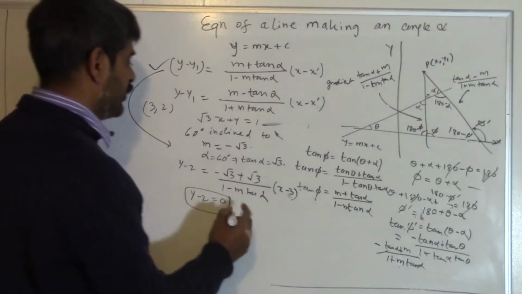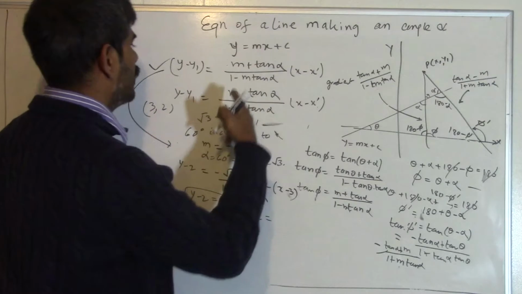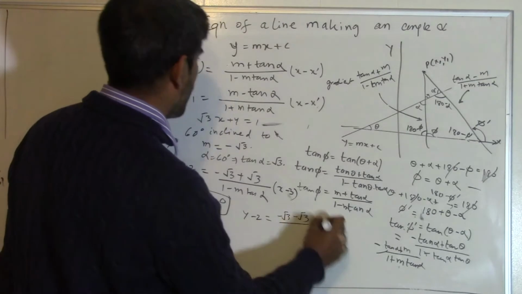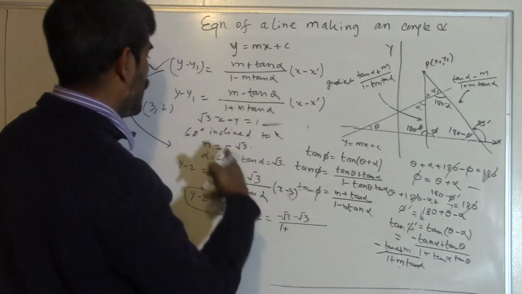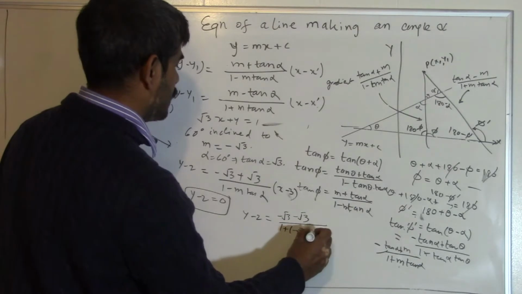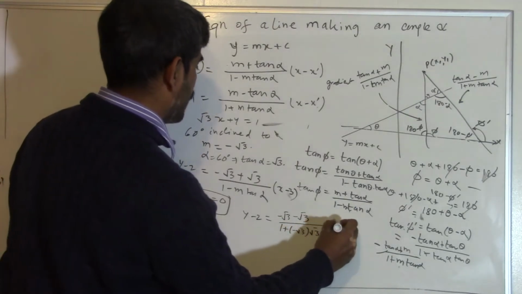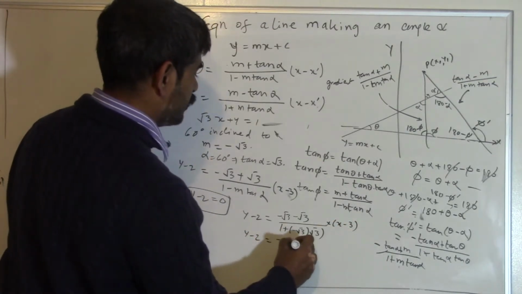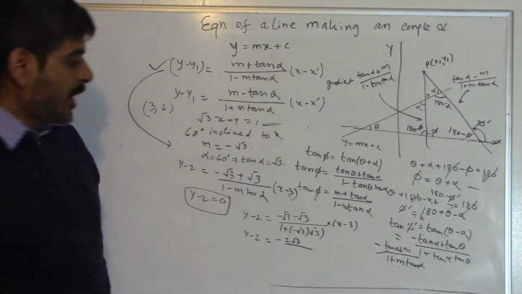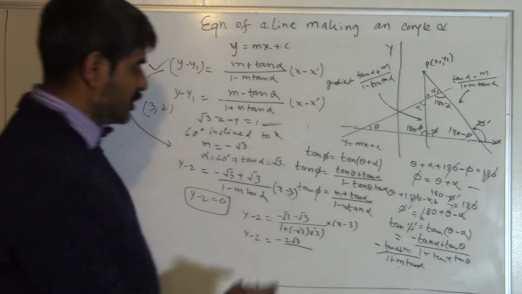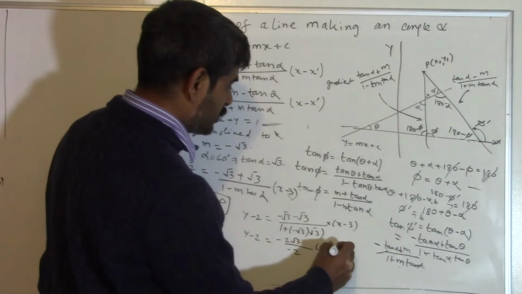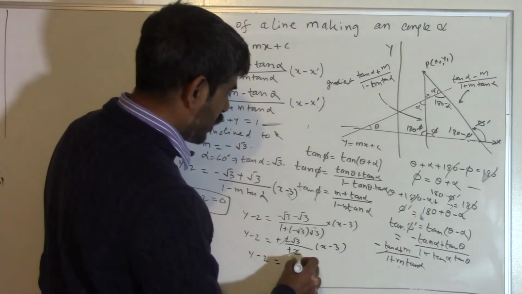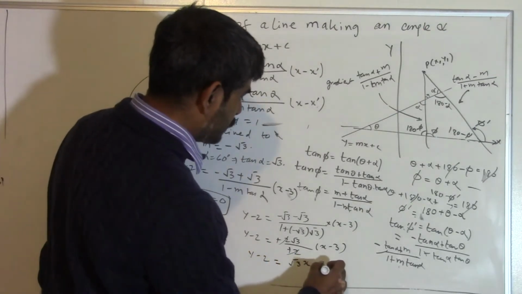For the second equation, we have y minus 2 is equal to m minus tan alpha, minus root 3 minus the square root of 3, divided by 1 plus m, which is minus square root 3, tan alpha is square root of 3, multiplied by x minus 3. Or y minus 2 is equal to minus 2 root 3 divided by 1 minus square root of 3 is minus 2, x minus 3. Minus 2 cancels. Y minus 2 is equal to square root of 3x minus 3 root 3.